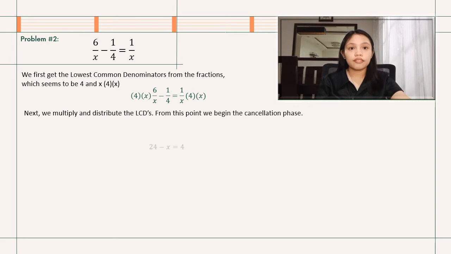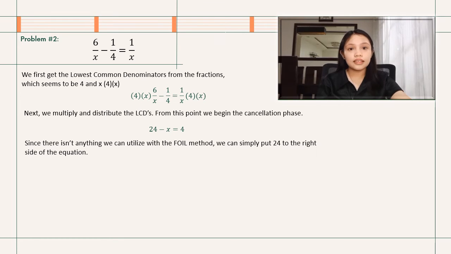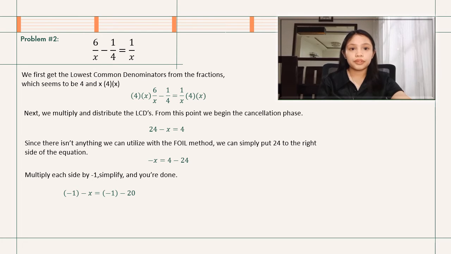So now we have 24 minus x equals 4. Since there isn't anything we can utilize with the FOIL method, we can simply put 24 to the right side of the equation. So now we have negative x equals 4 minus 24. Multiply each side by negative 1. So we have negative 1 times negative x equals negative 1 times negative 20. Simplify and we have the answer x equals 20, and we're done.